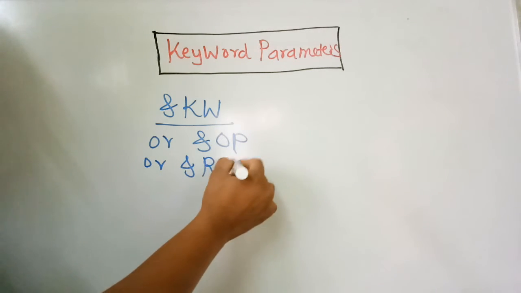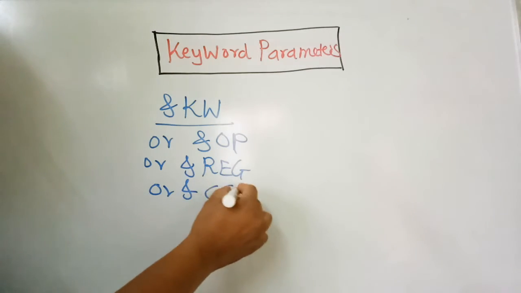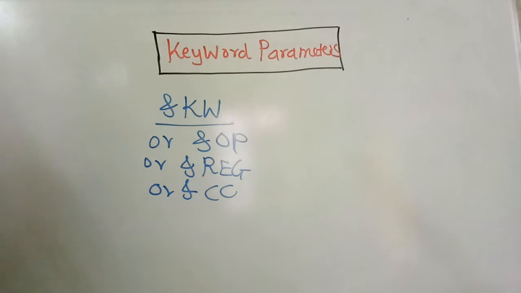ampersand register, or we can simply write cc, depending on the microprocessor you are using. It is defining the operand field of a macro name. The operand field is nothing but the parameter passing place.